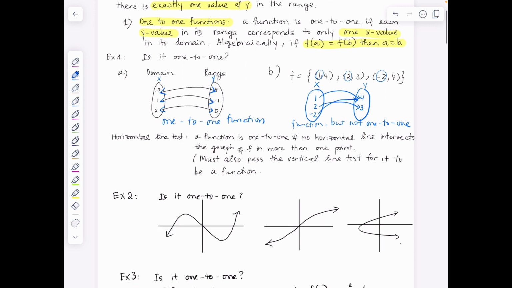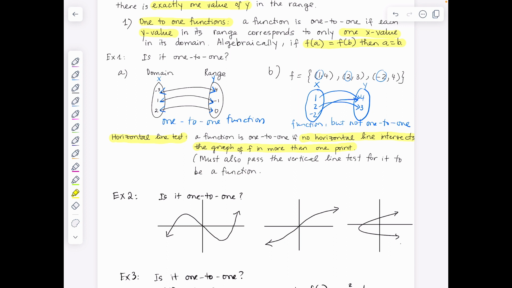Okay? So sometimes a list of ordered pairs might not be given to us. The expression or the formula of a function might not be given to us. Sometimes a graph might be given, and that's all the information that we have. In that case, we're going to use the horizontal line test. So horizontal line test: a function is one-to-one if no horizontal line intersects the graph of f in more than one point. Now, it sounds very similar to the vertical line test that we learned earlier.